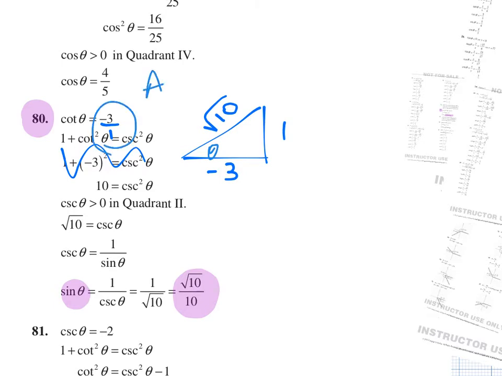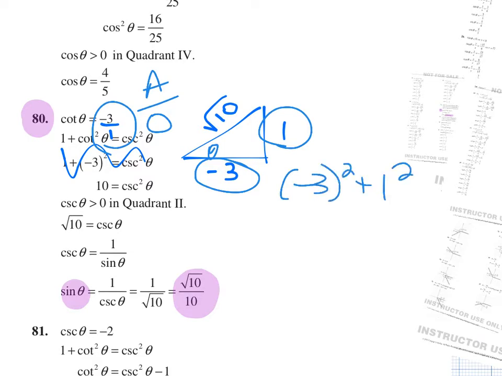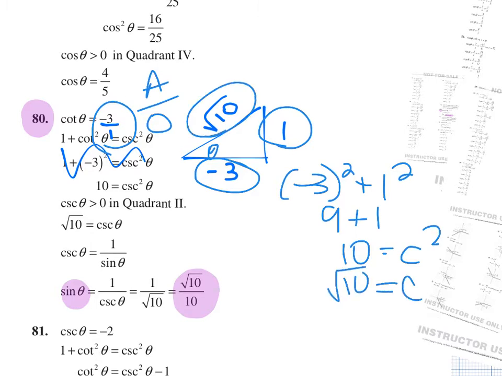Cotangent would be adjacent over opposite. So the side next to theta would be the negative 3. Opposite theta would be the 1. And then I would use Pythagorean Theorem to find the remaining side. So negative 3 squared plus 1 squared, 9 plus 1, which is 10, would equal c squared, which c then equals root 10. So that goes here. And then it told you that it was in quadrant 2.